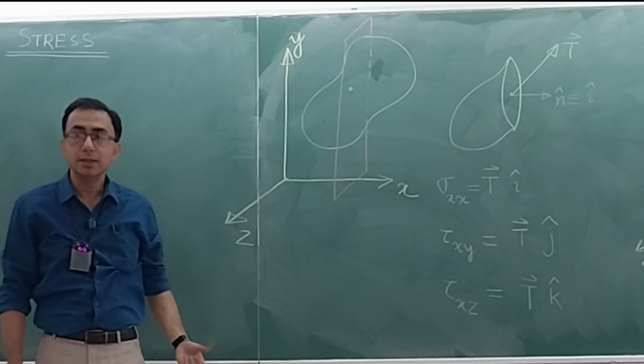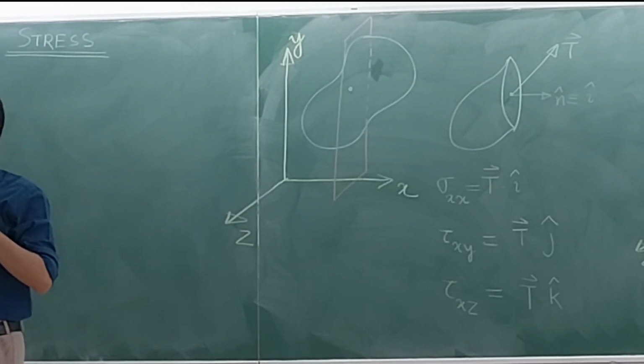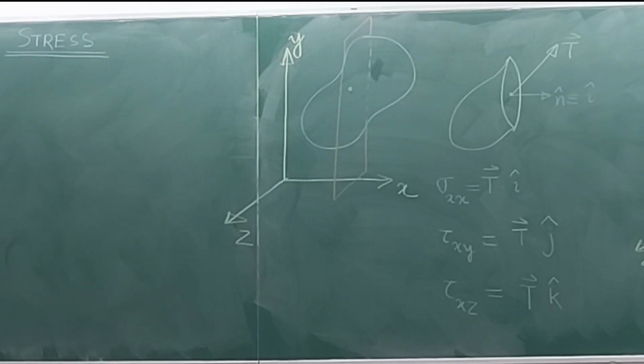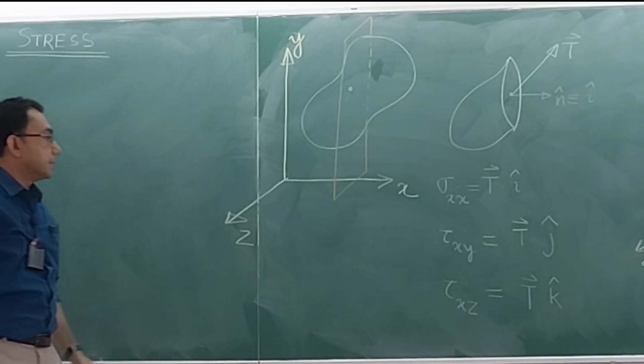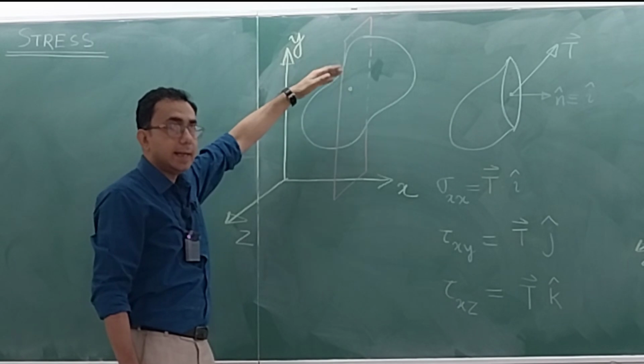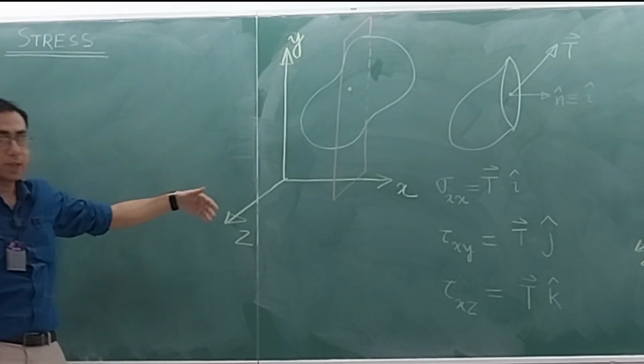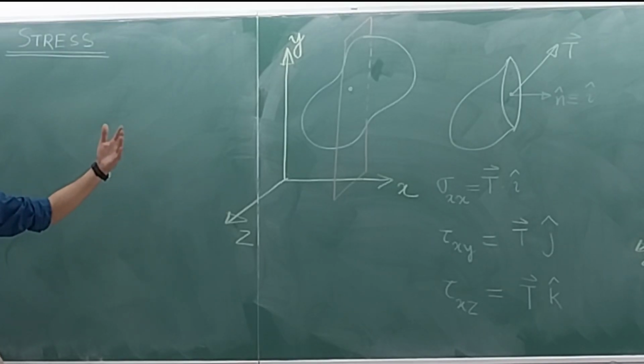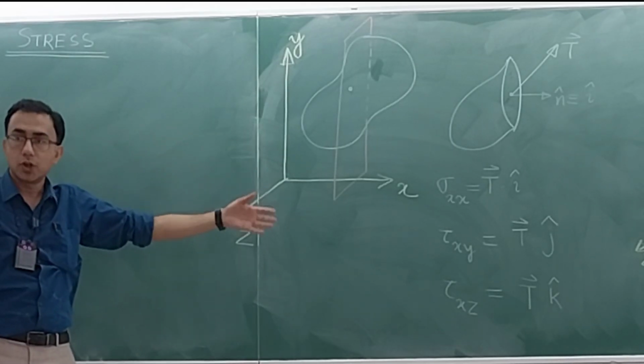I told you earlier, the t vector has to be uniquely specified on the basis of two things: the choice of the point in which you are interested, but also the cutting plane on which you are interested. Because the n hat has now changed, the t vector completely changes. That will be a different thing. Again, if you take a cutting plane which is parallel to the xy plane and you expose a surface on which the unit outward normal is along the z axis, then also you are going to get a traction vector which is going to be different.